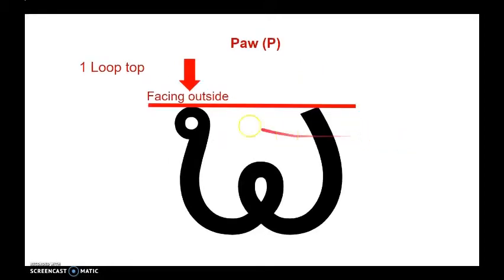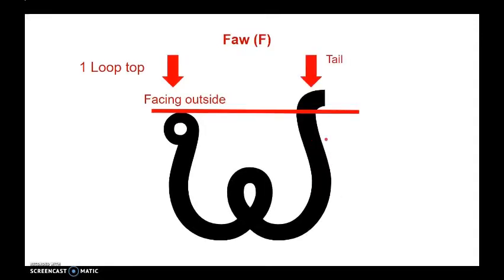The next paw has 1 loop, okay, 1 loop that points to the outside of the letter, and it's even across the top, no loop on the other side. But now you're seeing that both paws are even across the top, and one has 2 loops that point to the inside. This one has 1 loop that points to the outside. But your key is that it's even across the top. Looks like a W in the English alphabet, but it's even across the top.